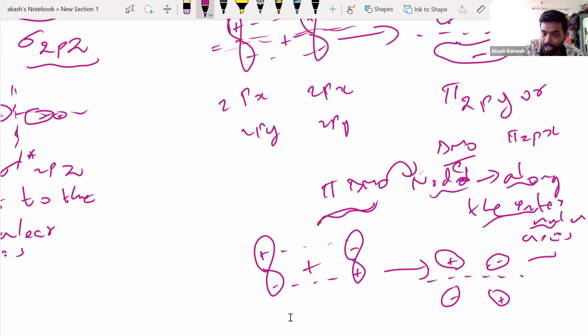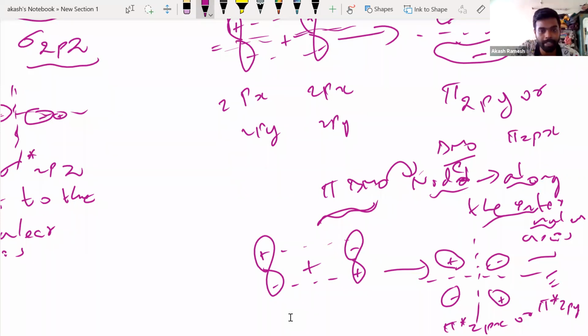Now you already see along the internuclear axis there is one node. This is the line. And since it is an anti-bonding orbital, all anti-bonding orbitals will have one nodal plane perpendicular to the internuclear axis. So this is what is called pi star 2px or pi star 2py. Now pi star alone will have two nodal planes: one along the internuclear axis because it's a pi bond, and second, since it is an anti-bonding orbital, another nodal plane perpendicular to the internuclear axis. This is how the shape will look.